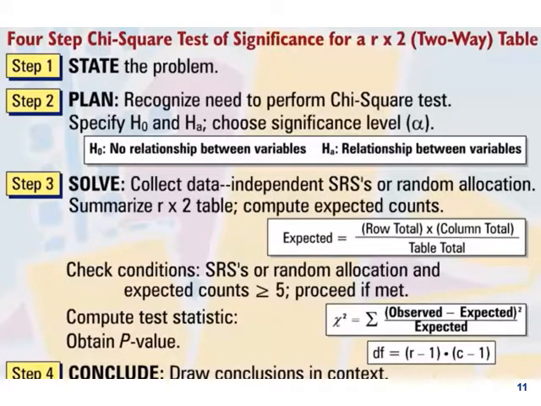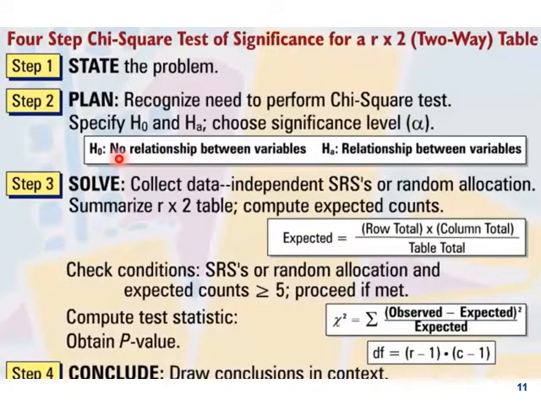Like in every test, we follow the four steps, and we plan everything first. First, state the problem and recognize the need to perform a chi-square test. So what type of data do we have, what is it asking, what is the problem stating? Once we recognize whether we are going to do a chi-square test, t-test or proportion test, we specify the null and alternate hypotheses, and after that we choose a significance level, alpha.